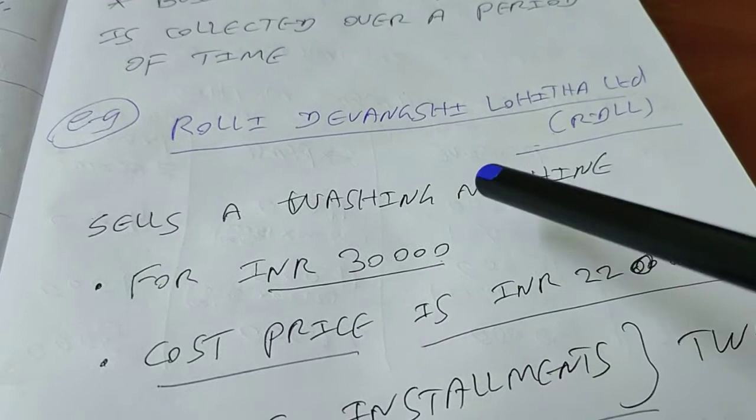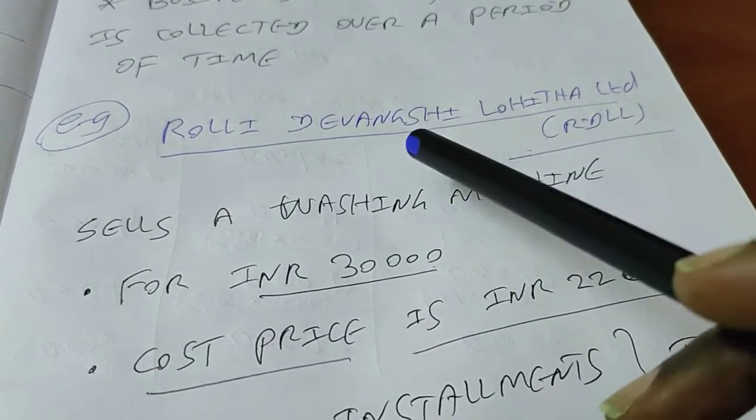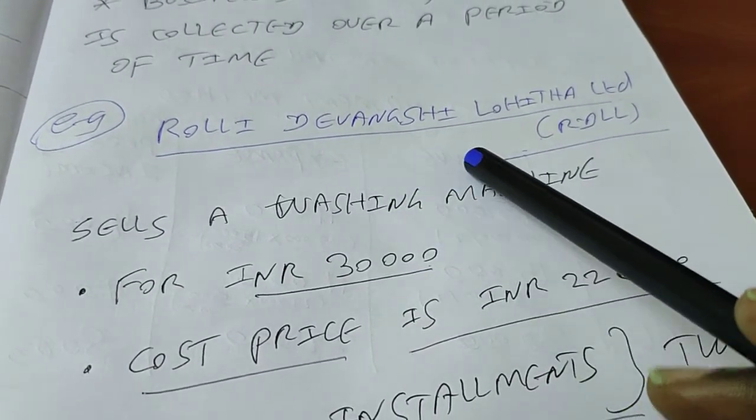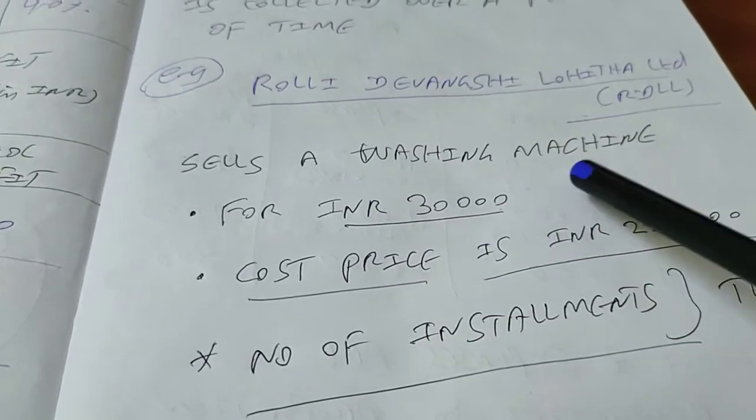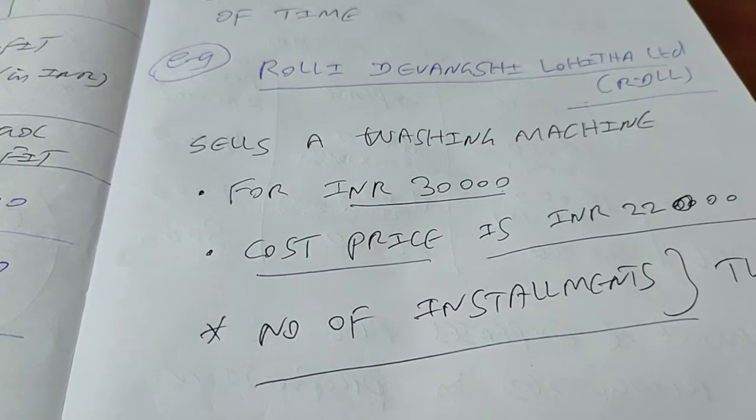Let me take an example to explain this. Let's take a company, namely Roli Devangshi Lohita Limited, RDLL. It sells washing machines. I am just taking one single unit.